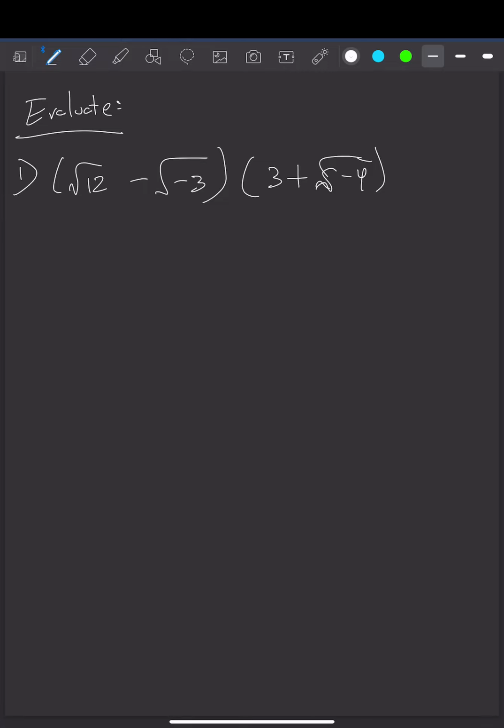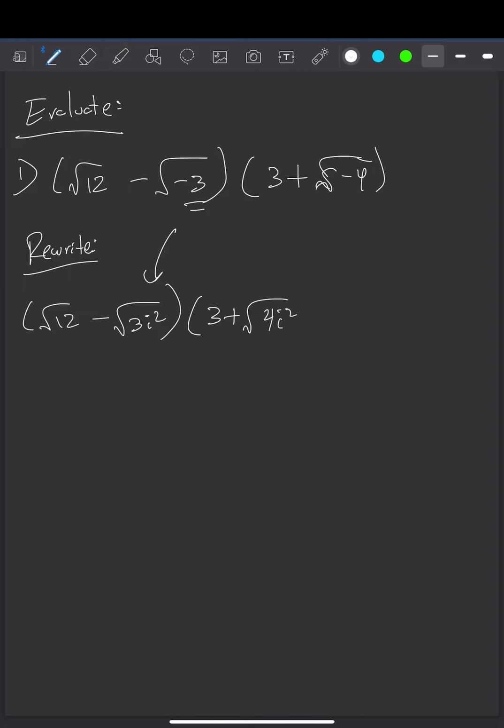So what you always want to do here is try to FOIL. No, not FOIL, sorry. You're going to have to rewrite them first. You know how some of them have a negative inside the radical? So you want to convert negatives into an i. So you have radical 12 minus radical 3 i squared, right? Because that negative. And then 3 plus radical 4 i squared. Remember, because that negative is still here. So I'm just replacing the negatives inside the radical with i squared.